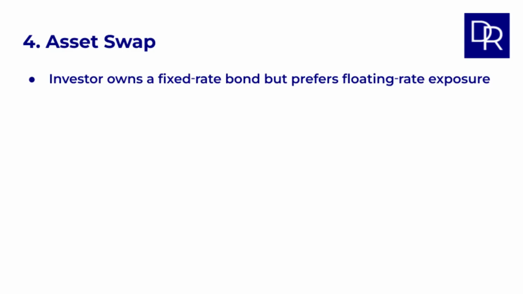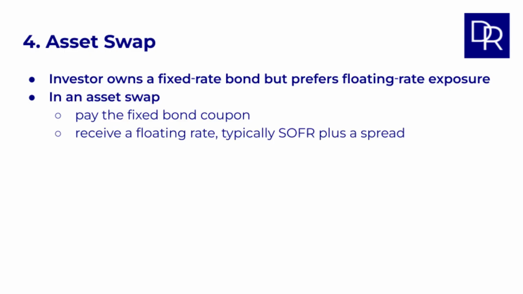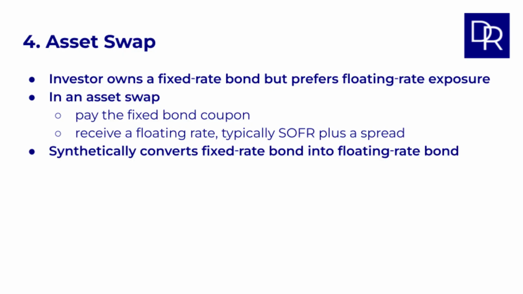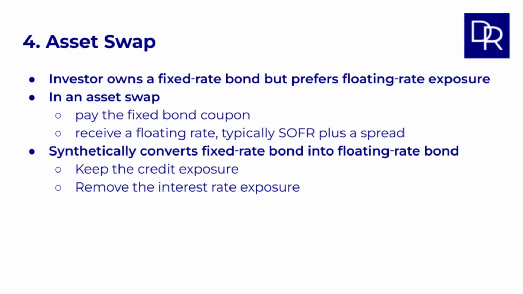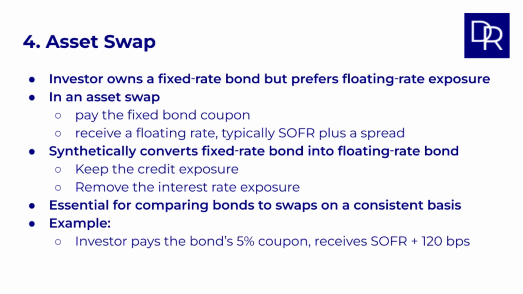Number 4, an asset swap. Say an investor owns a fixed rate bond, but prefers floating rate exposure. In an asset swap, they pay the fixed bond coupon and receive a floating rate, typically SOFR plus a spread. This synthetically converts their fixed rate bond into a floating rate bond. They keep the credit exposure, but remove the interest rate exposure. For example, investor pays the bond's 5% coupon and receives SOFR plus 120 basis points.